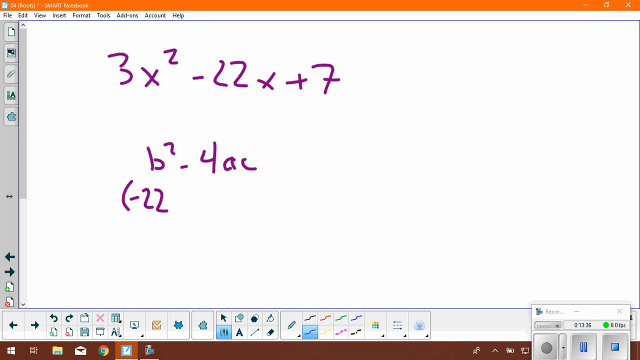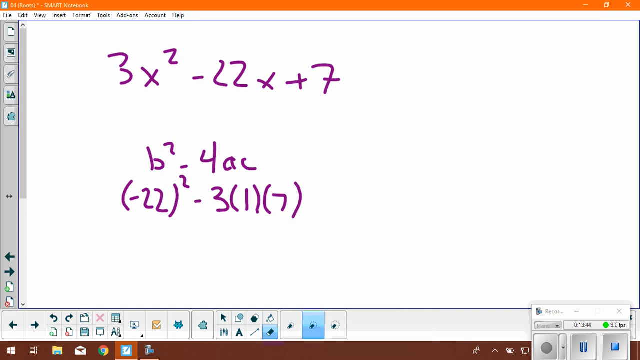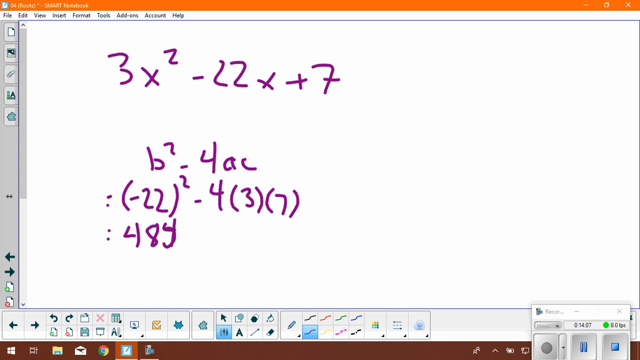So I have negative 22 squared minus 4 times 3 times 7. Pardon me, not 3, 4. So now we just run this through. 22 squared is 484 minus 84. So that's 400. So my discriminant is positive.